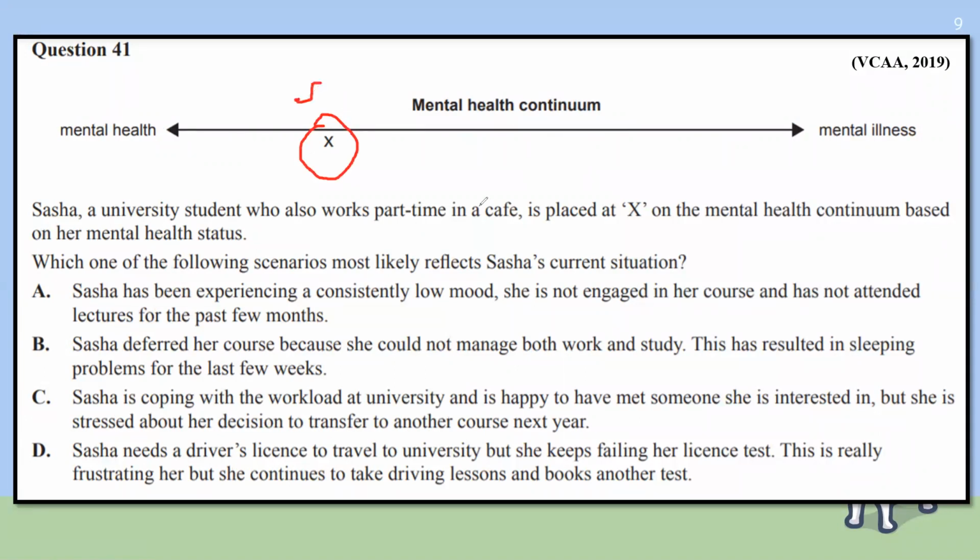Now you have to look at where Sasha is placed on the mental health continuum, what I've circled here, and decide which of the following scenarios, A, B, C, or D, best reflects Sasha's current situation based on where she is situated. I'm going to give you about 1 minute, where is my timer? Yeah, about 1 minute to go through this. So your time starts now.